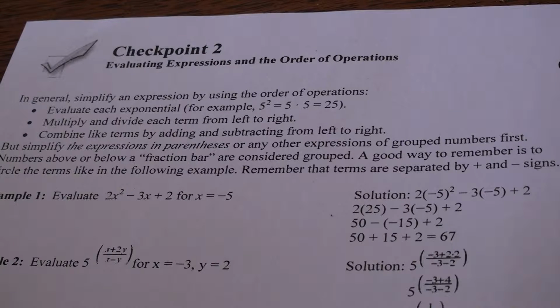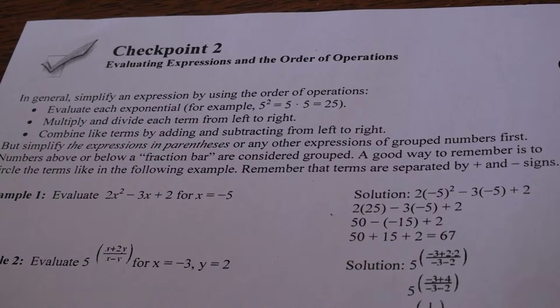But simplify the expressions in parentheses or any other expression of grouped numbers first. Numbers above or below a fraction bar are considered grouped. A good way to remember is to circle the terms like in the following example. Remember that terms are separated by plus and minus signs.